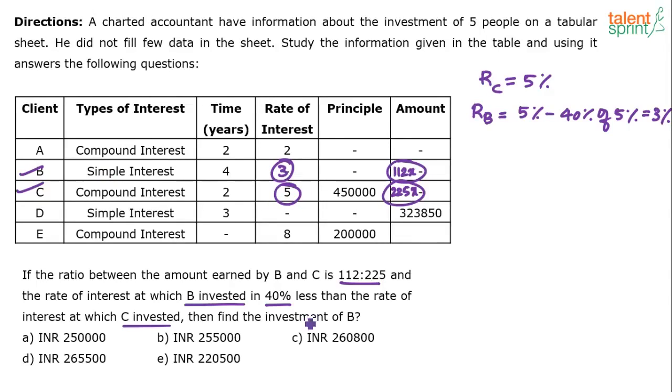Find the investment of B. This is what has to be calculated. Find the investment of B. Principal amount for B is to be calculated. See, look at how do you arrive at this total amount?